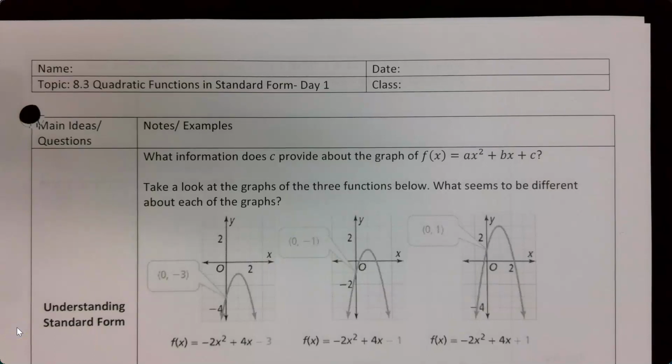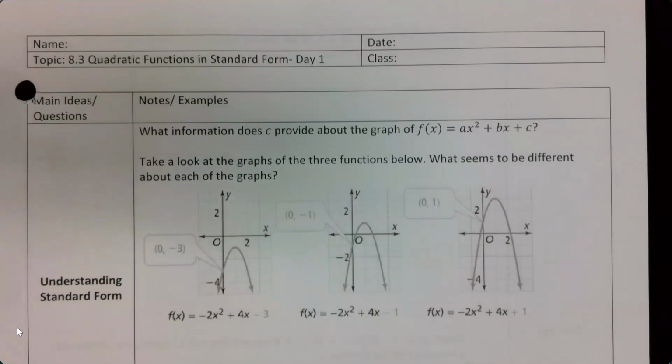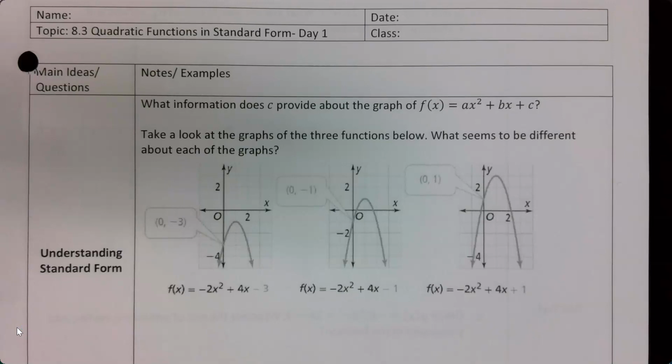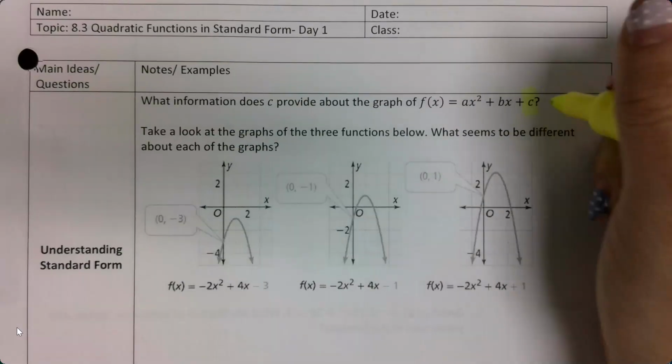Okay, so today we are talking about quadratic functions in standard form. We were previously doing them in vertex form. So I want to see what information C changes about my graph. So in standard form, I want to see what this number on the end is doing to my graph.